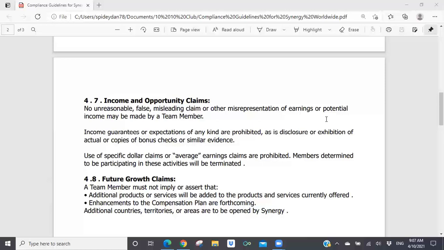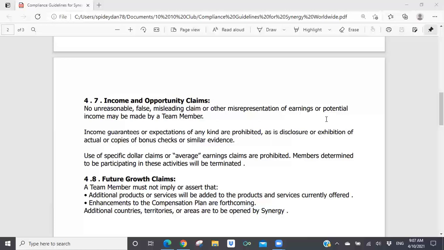You can't show your check that you get from Synergy, or if you've got direct deposit like I do, it's kind of hard because I suppose you could take them into your back office or show your bank statement, but I wouldn't recommend that. So again, you just can't show that stuff.